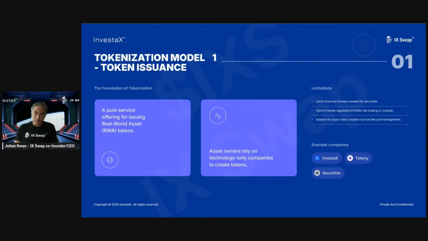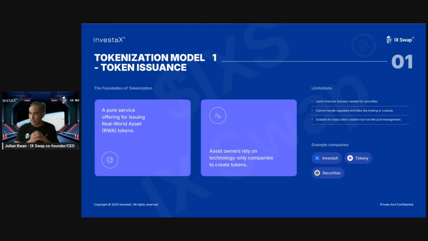This model solved one of about 10 things that are needed. If you don't have licenses, you can't raise money, you can't trade, and you can't do custody. Real-world asset equity tokens are securities, and securities, by their nature, how they're handled and who can buy them, are all regulated by licenses. So token issuance alone doesn't solve everyone's problem.